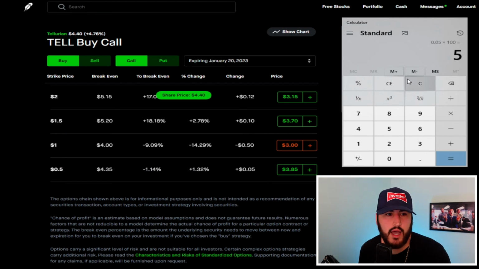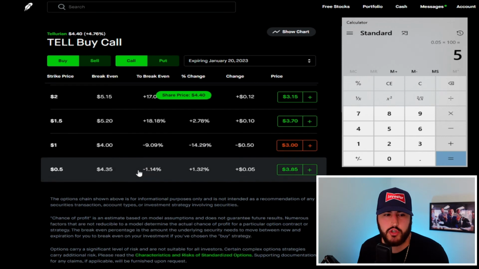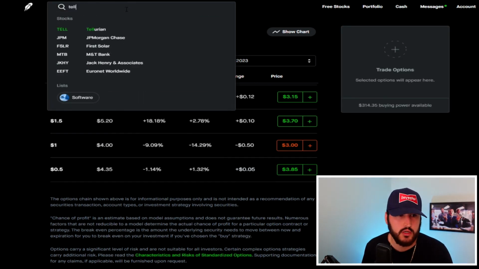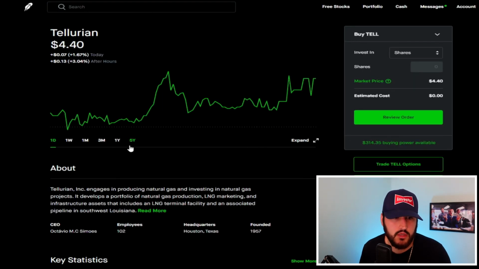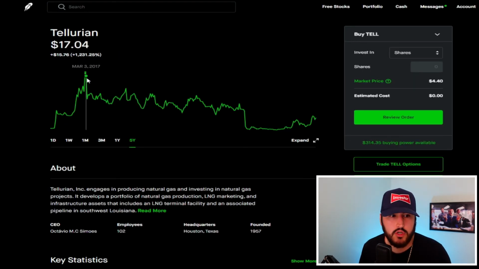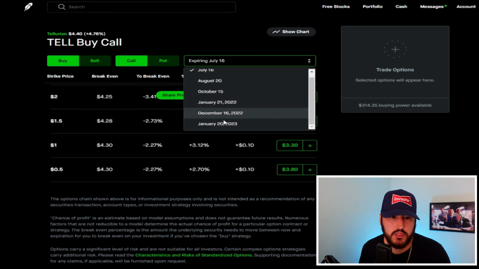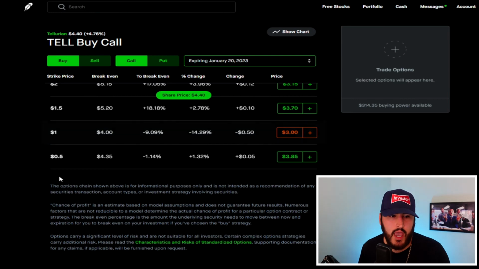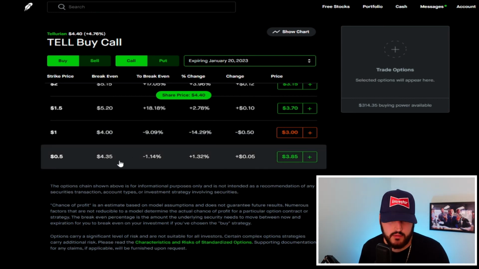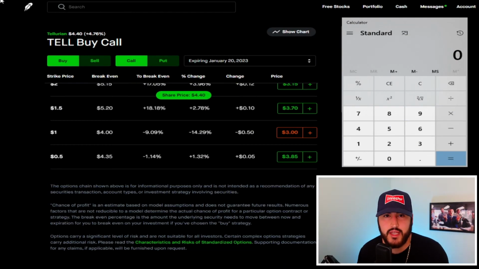Now, let's say that this stock actually does move up higher in price. This is a traditional leap where you're deep in the money. Let's look at the chart and see what their prior high was. Let's say that this stock was to go to their prior high at $17. If I go back to the options chain and I go to the leap, which is the one that's most out of date, January 20th, 2023, and I pick the one that's most in the money. So let's say that this stock does end up going back to its prior high at around $17.